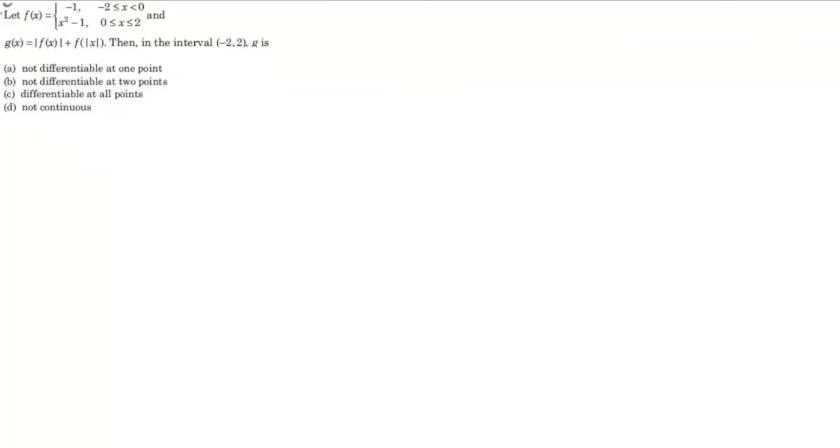Now in the question, we are given this function f(x), which is defined as minus 1 when x lies between minus 2 and 0, and this is x square minus 1 when x lies between 0 and 2. And then we have this function g(x), which is mod of f(x) plus f of mod x. Then in the interval minus 2 to 2, g is what? Now first we'll draw the graph of f(x) between minus 2 and 0. This is minus 1, not included at 0.